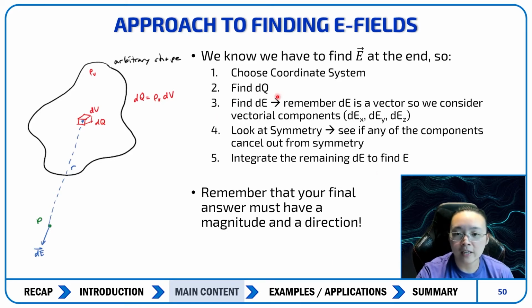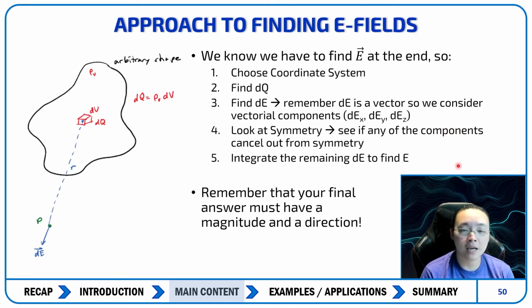And once you find dE, this is where it gets tricky, because most of these calculations are going to be very methodical and also very tedious. For every single calculation that you do, you have to consider the fact that your dE is a vector, and that means your vector is going to have components in different directions. So every time you calculate dE, you have to also consider the x component of dE, the y component of dE, and the z component of dE.